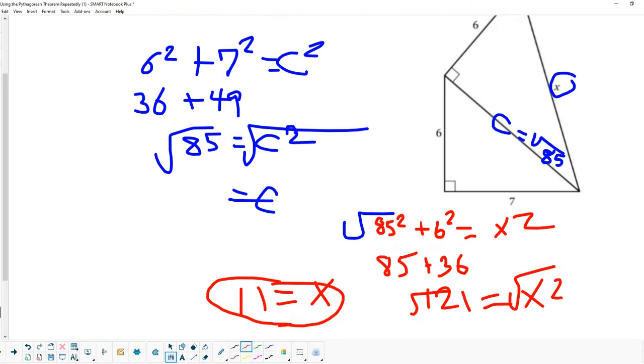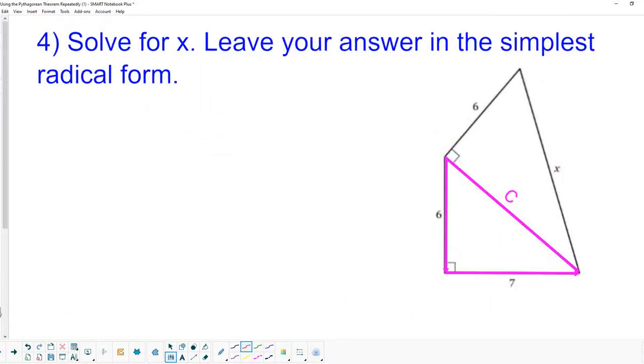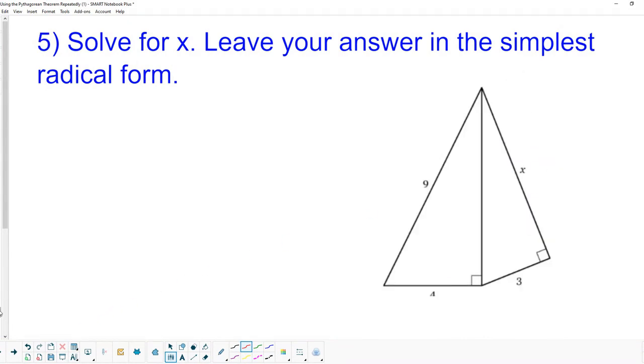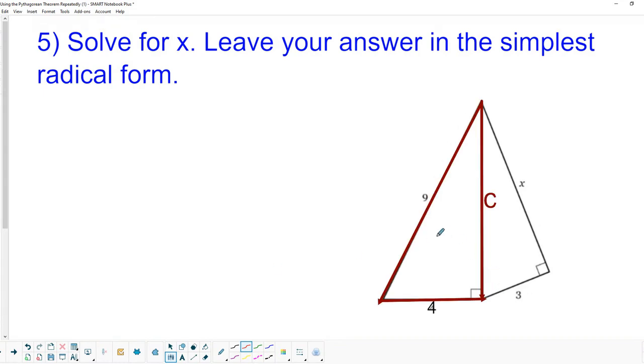All right, so we found c, and then we were able to find x, right? So you do the same with this one. You would use the 9 and the 4. In this case, you'd actually have 9 squared minus 4 squared to get that a squared, right? And then you'd use that number, which would become your new c value over here, to calculate that last x.